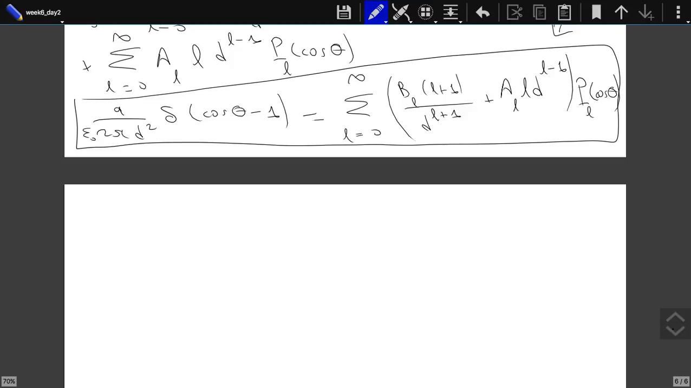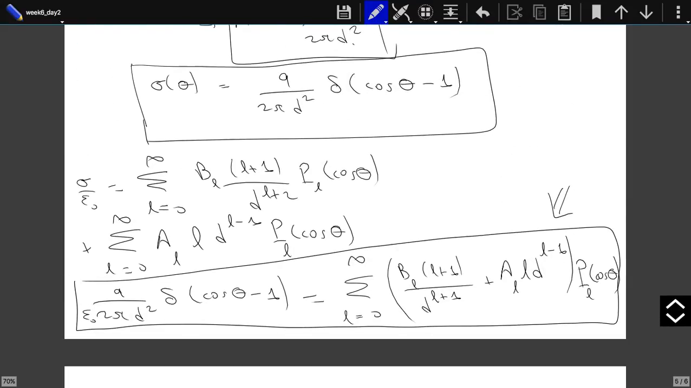Now, the question is: is it always possible to write a function of, let's say, cosine theta in terms of a sum over Legendre polynomials of cosine theta? That is the first thing we have to answer. Is it always possible? This is what we call completeness. So if Legendre polynomials are complete, then we can write any function of cosine theta in terms of the Legendre polynomials of cosine theta. Again, we are not going into the details, but Legendre polynomials are complete. That is, if you have any function, not necessarily a Dirac delta, any function of cosine theta, you can always write it as a linear superposition of P_L of cosine theta. That is always possible. It's just like the Fourier theorem.